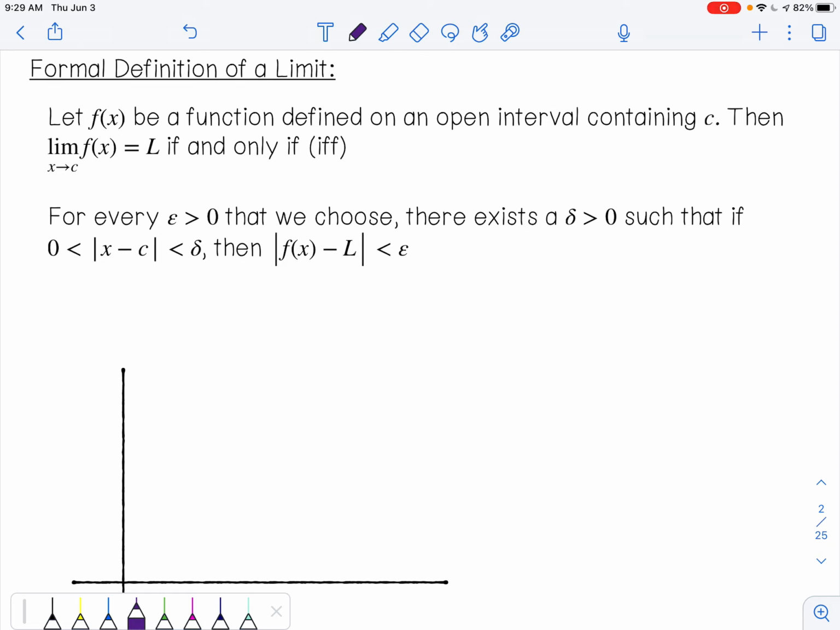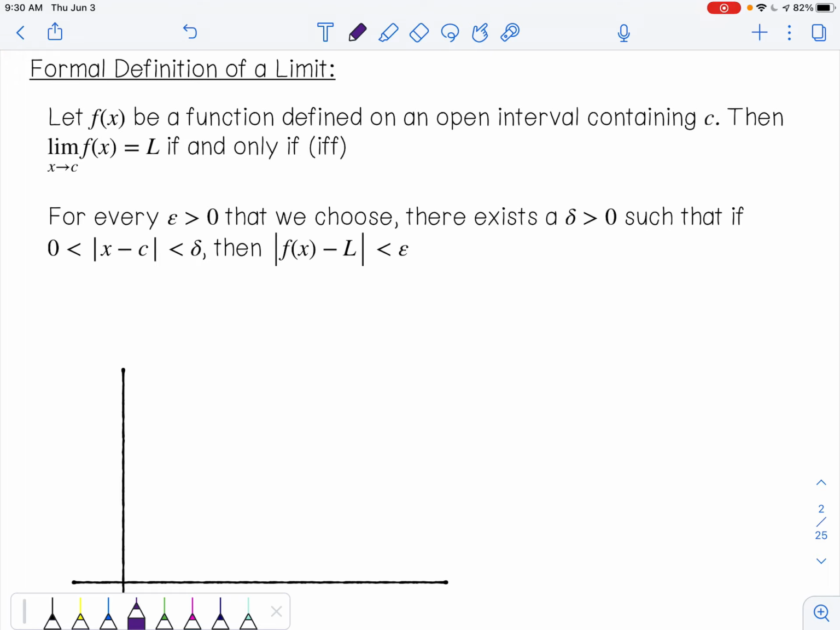So let's also go over the formal definition of a limit. So this has a lot of symbols in it, and this is what I learned in college, and we actually had to use this to prove our limits. We don't do that in AP Calculus, but it's never a bad thing to know. So the formal definition of a limit is we are going to let f of x be a function defined on an open interval containing c. So that just means that we have an x equaling c value there.